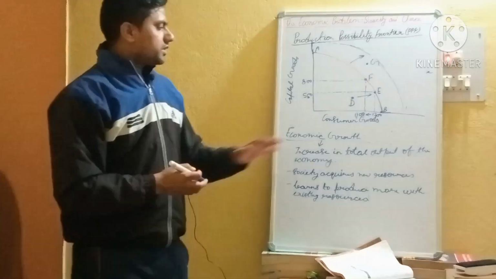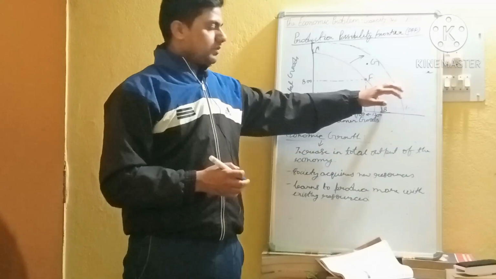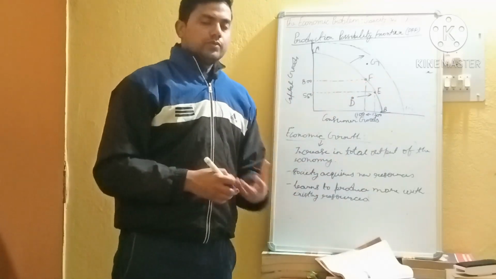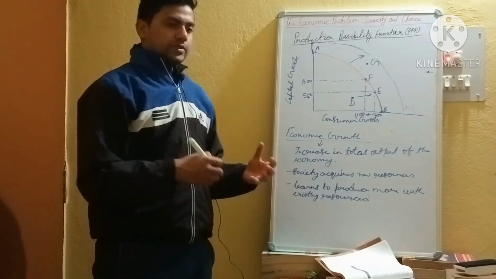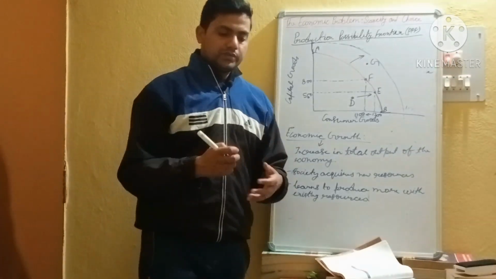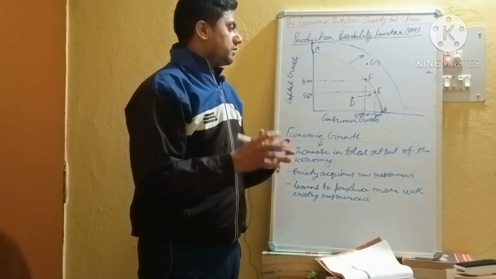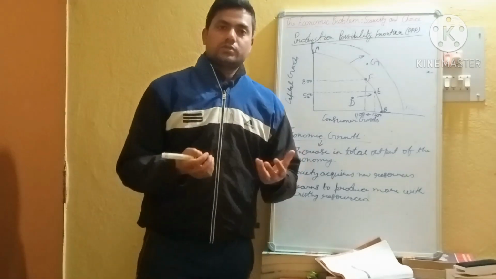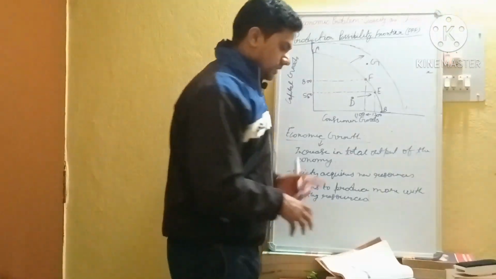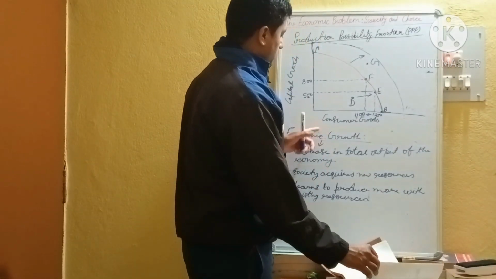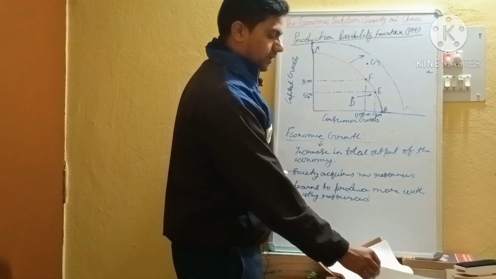It means we can get more products, or we can get more outputs, by using the resources and the technology present in the society. It means whatever technology is used to produce different kinds of goods and services, those are going to increase. Okay, so that is about economic growth and the effect of economic growth on the production possibility frontier.